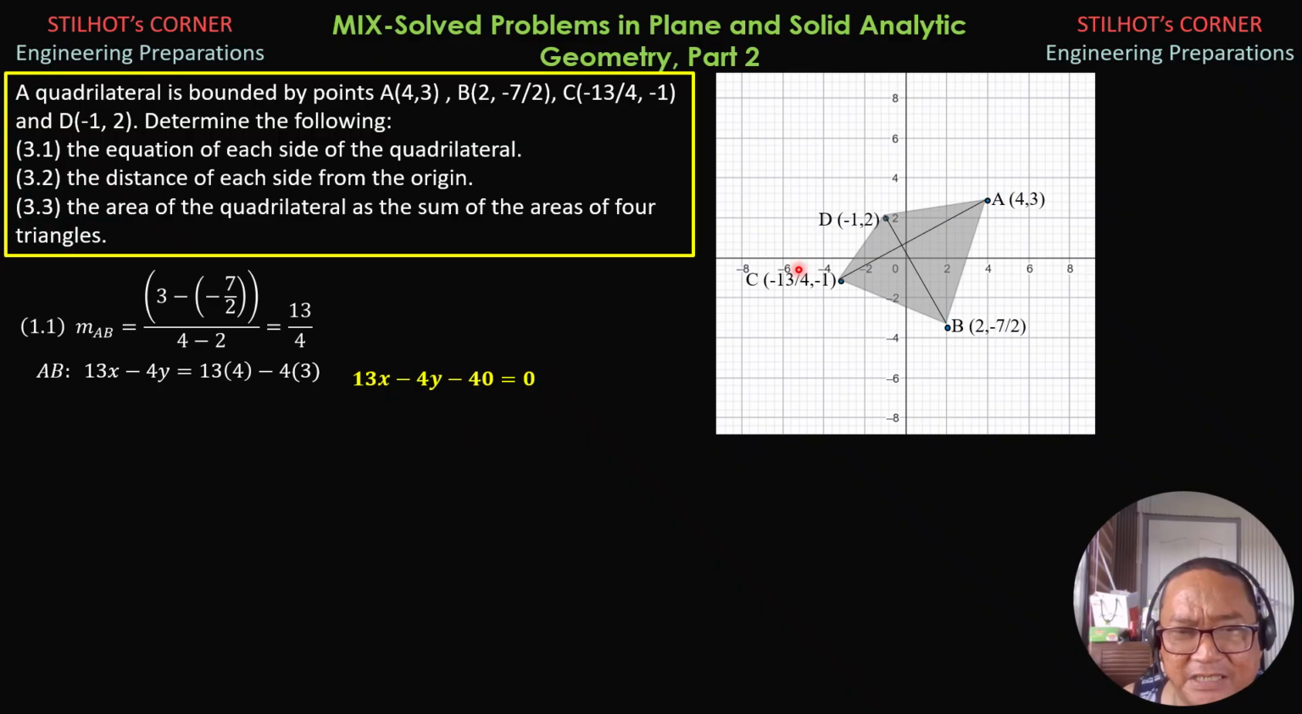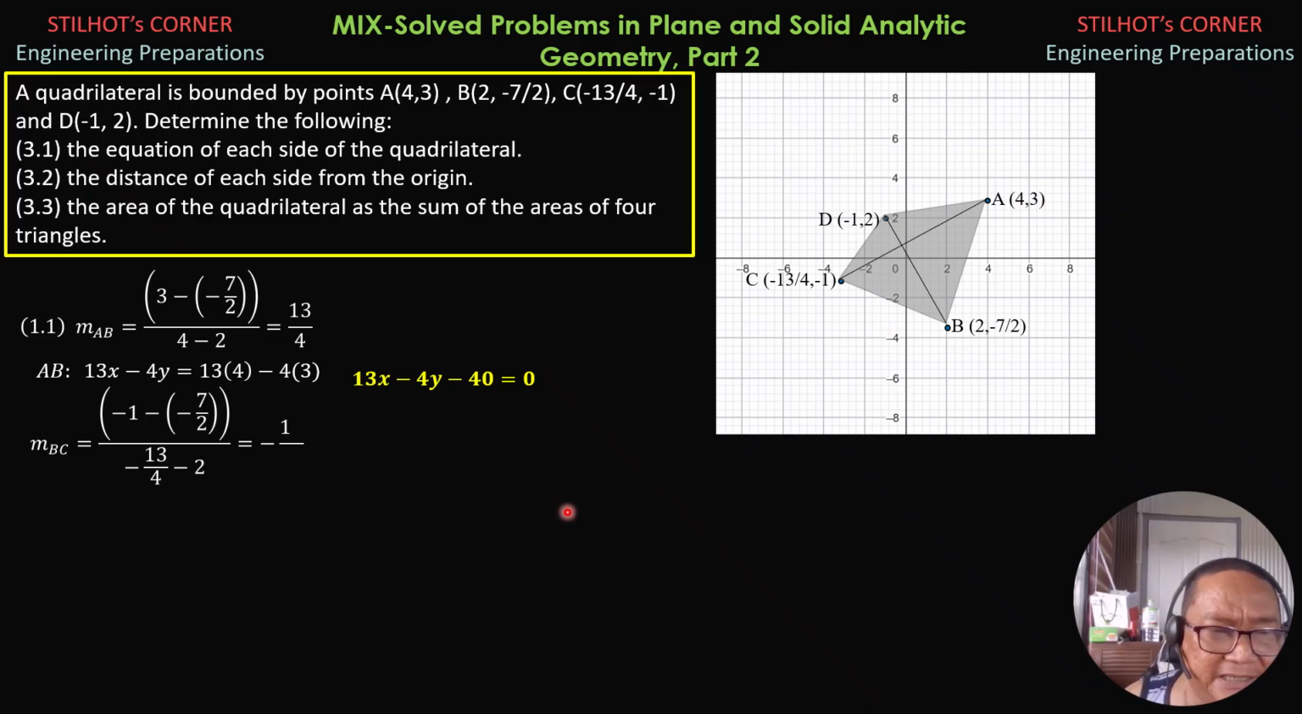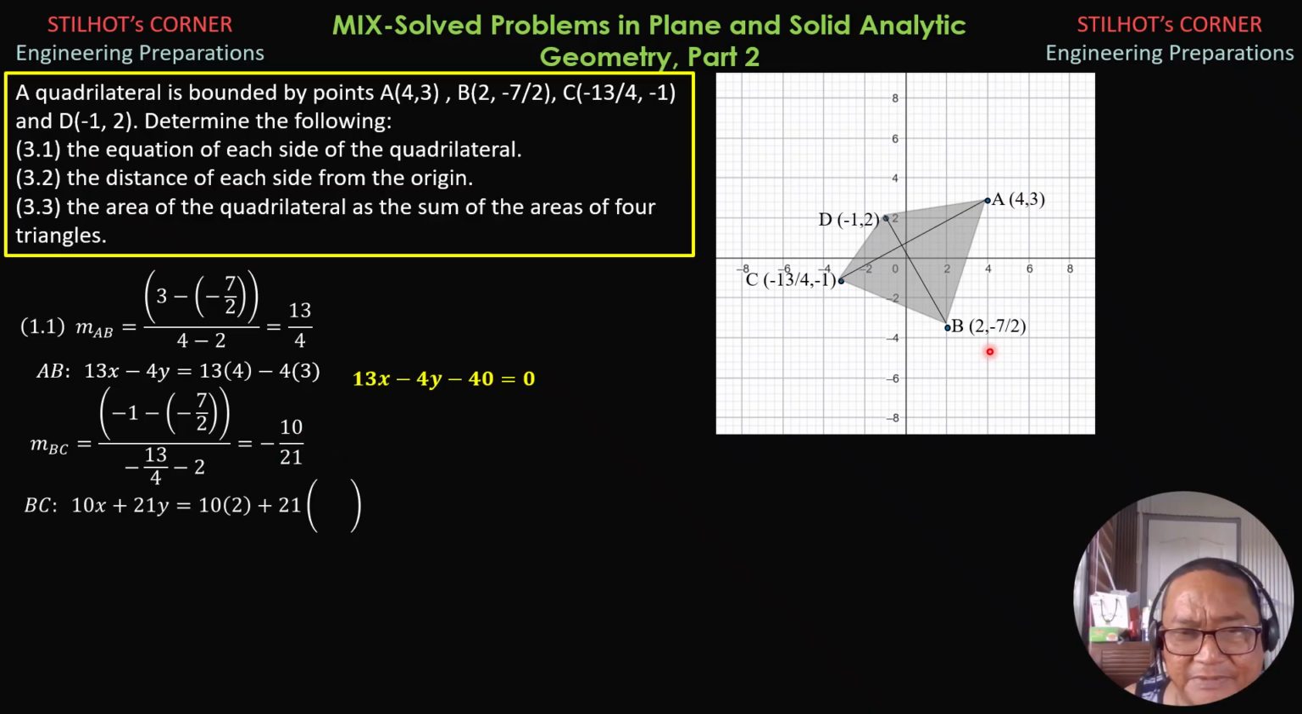Then for BC, the slope is negative 1 minus negative 7/2 all over the quantity negative 13/4 minus 2, and that is equal to negative 10/21. So the equation of BC is 10x plus 21y equals 10 times 2 plus 21 times negative 7/2. You can also use 10 times negative 13/4 plus 21 times negative 1 instead. The answer should be the same. So the equation of side BC is 20x, after we multiply everything by 2, plus 42y plus 107 equals 0.